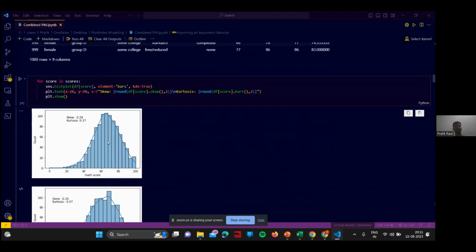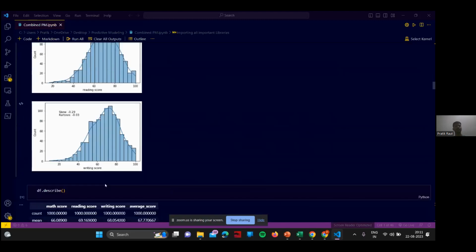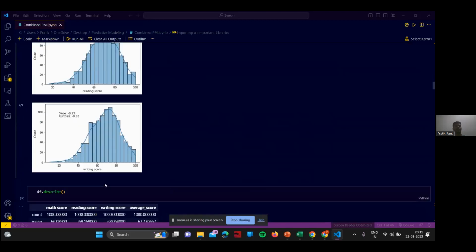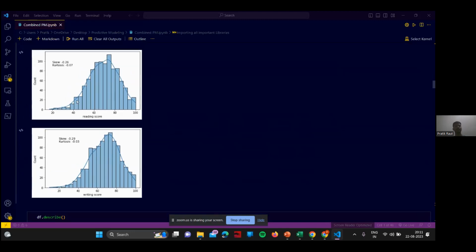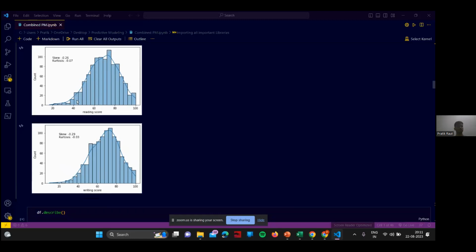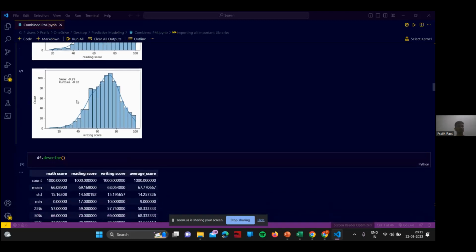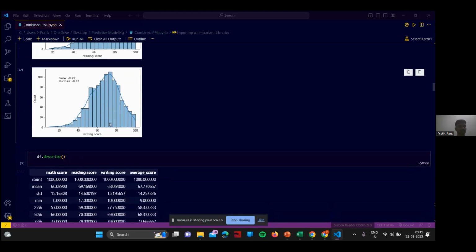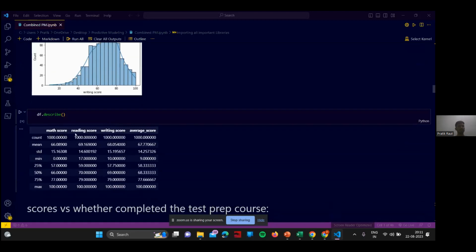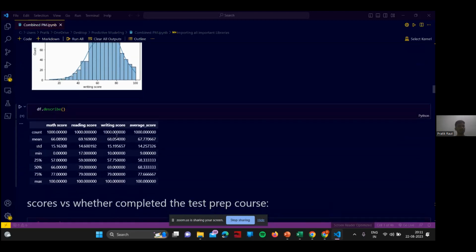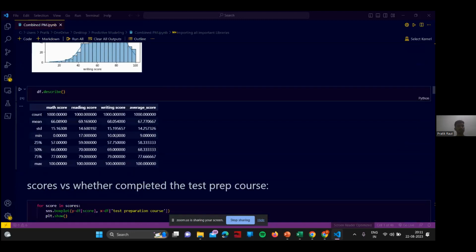Here we can see that the average score column is added. Then we do the histogram, where we can see the scores and the writing score. Reading score is skewed. Skew is a measure of asymmetry, and on the other hand, kurtosis is the measure of distribution. Then we describe the data with math score, reading score, and writing score.